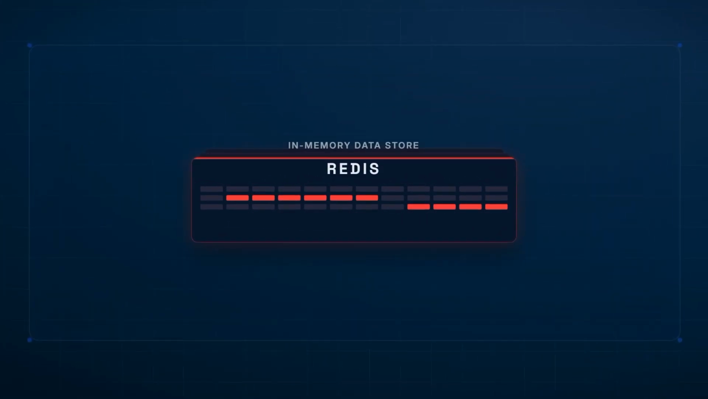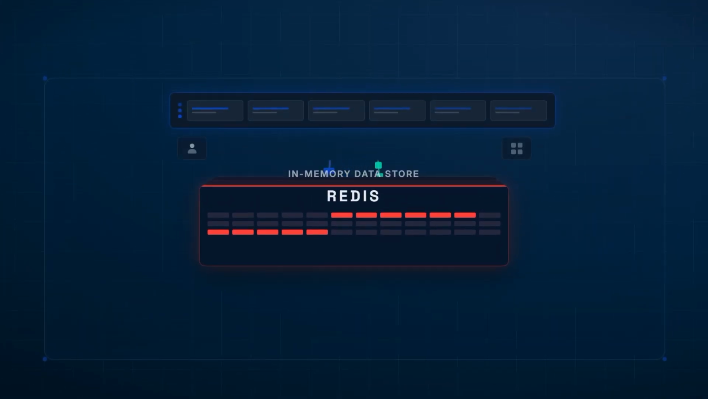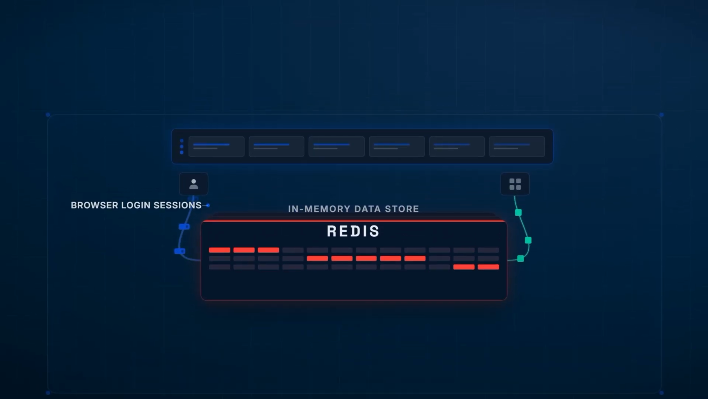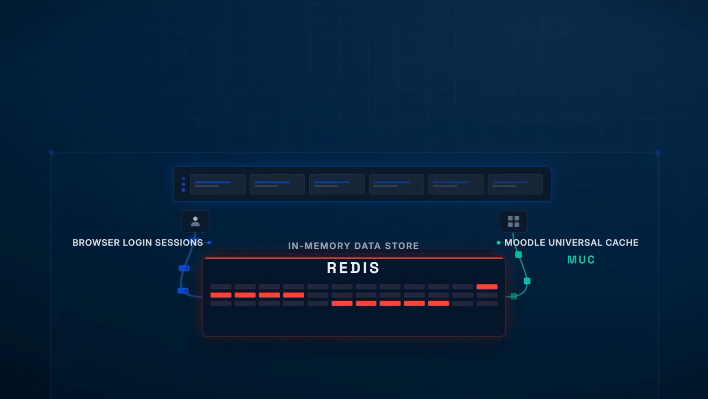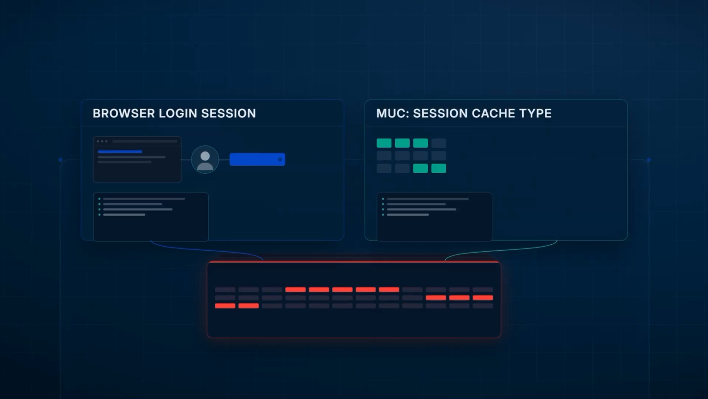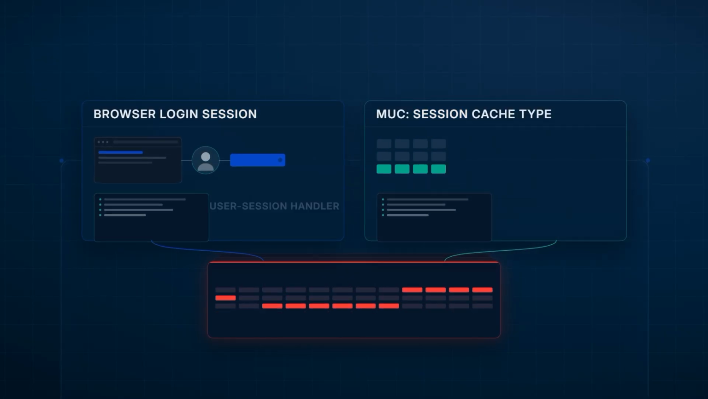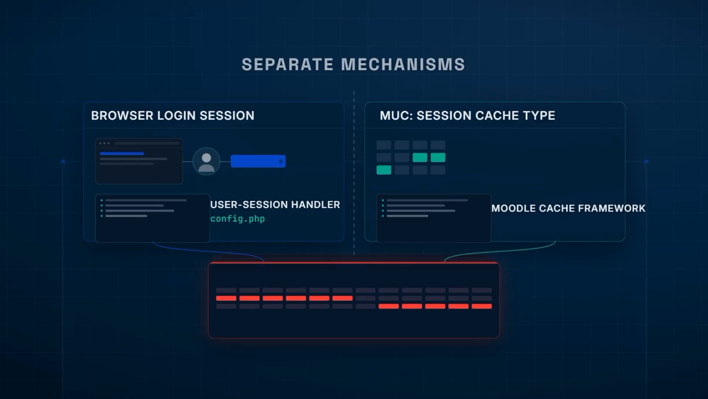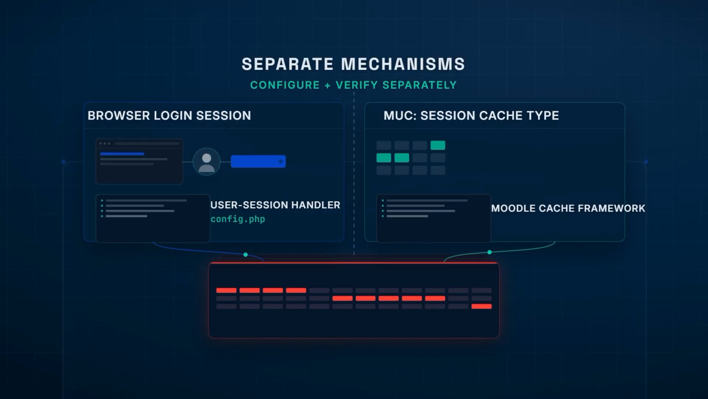Redis is an in-memory data store, and Moodle can use it for two separate jobs: browser login sessions and Moodle Universal Cache. Moodle also has a MUC cache type named session. That name is easy to confuse with the user session handler in config.php, but they are separate mechanisms.